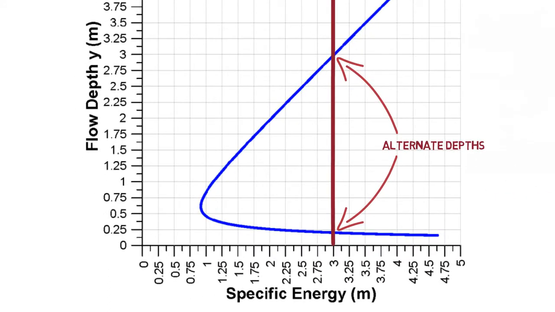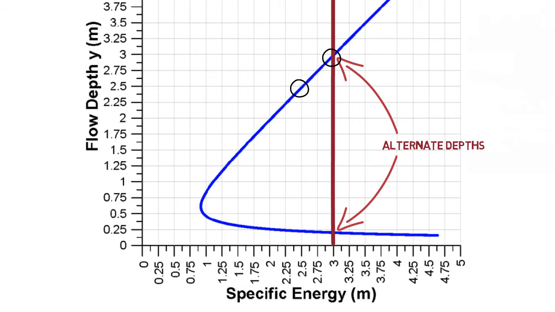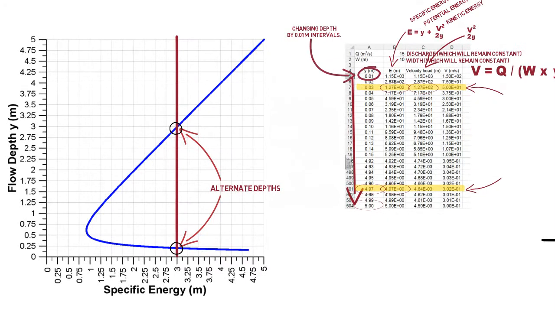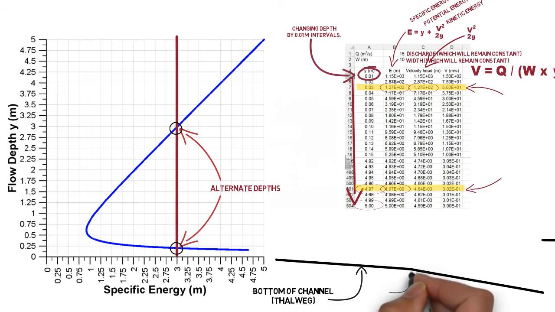We can transition from the upper flow depth of 2.98 meters down to the shallower depth of 0.2 meters, but we must follow the specific energy curve for the given channel width and discharge. How could this occur in nature? Well, we may have a channel bottom at the lowest point, referred to as the thalweg, that may transition from one given slope that is relatively shallow to a steeper slope.